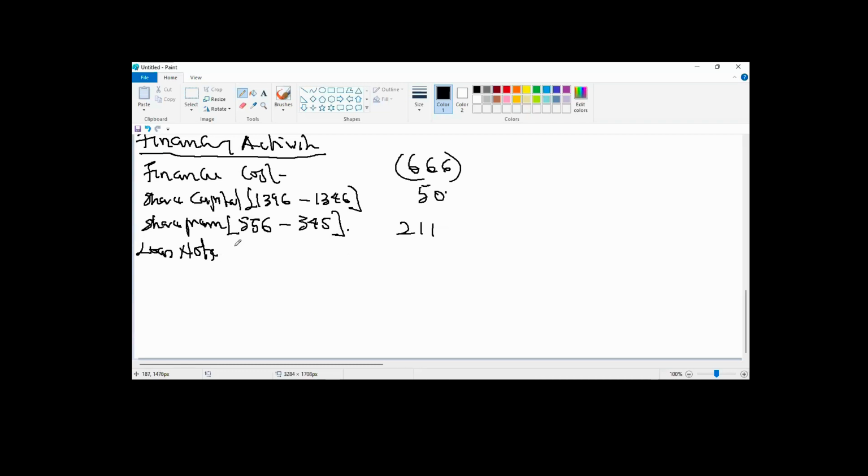Yes. For the loan notes, at the beginning it was 2,708. At the end, 3,006. So 3,006 minus 2,708 is 298. It is an increase in liability, so it's a cash inflow of 298.